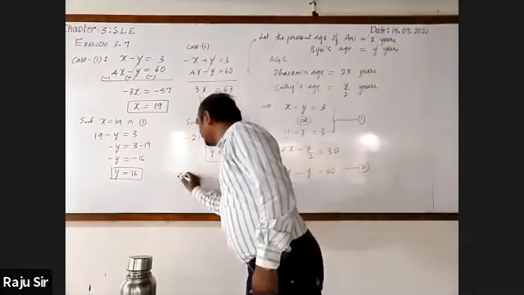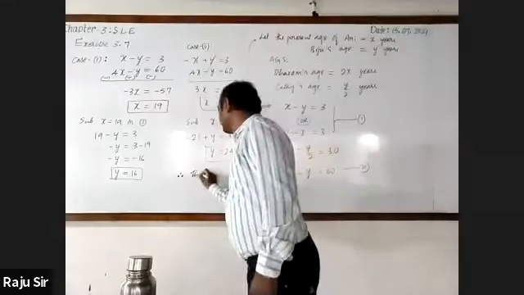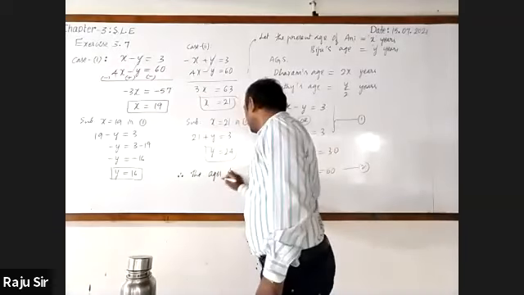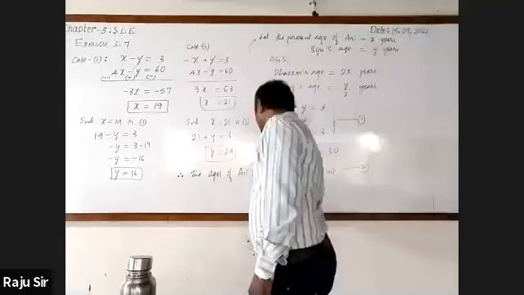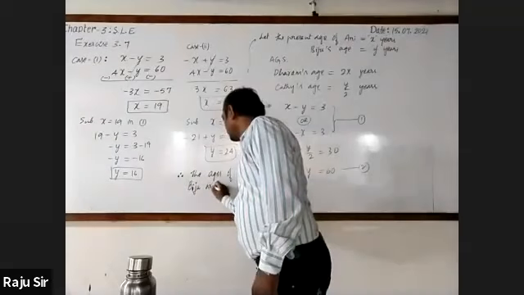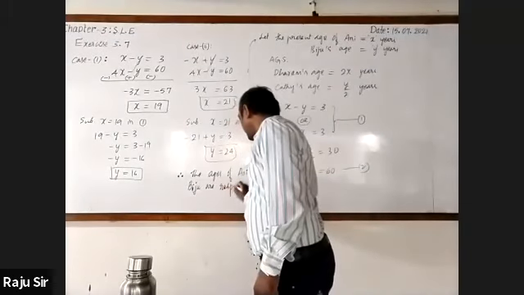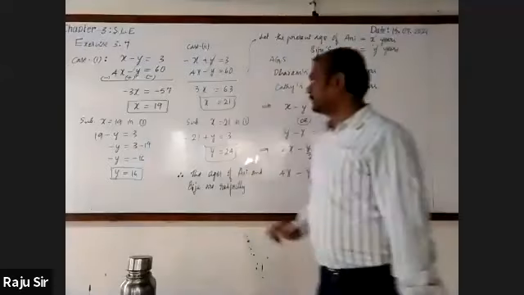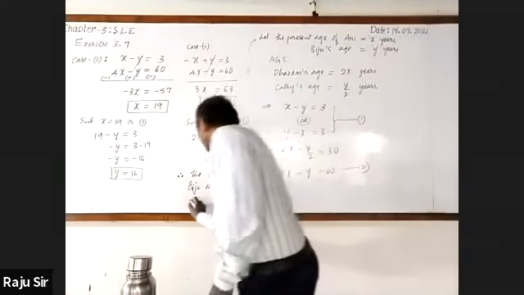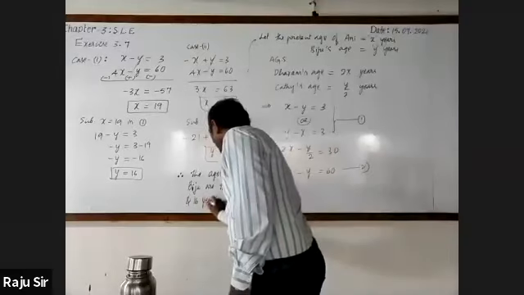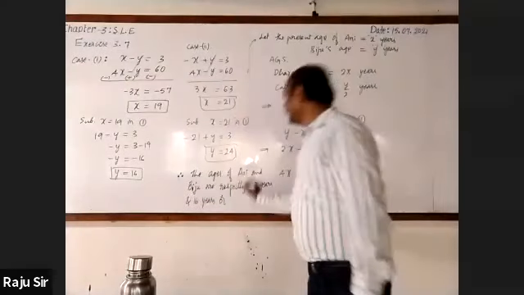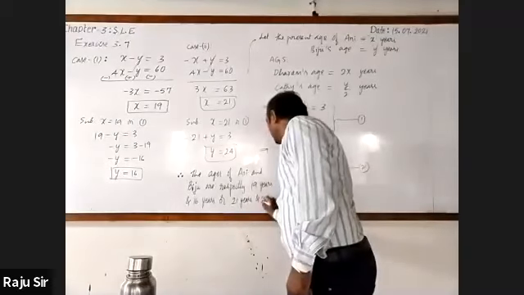So write the final conclusion. Therefore, the ages of Ani and Biju are respectively 19 years and 16 years, or 21 and 24 years.